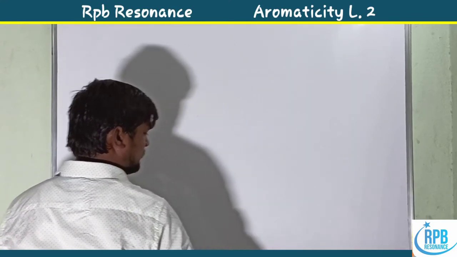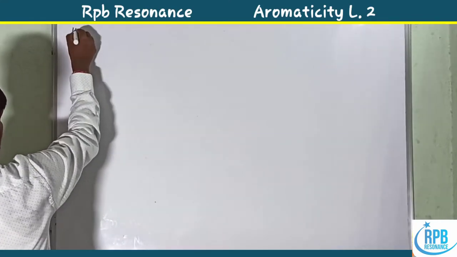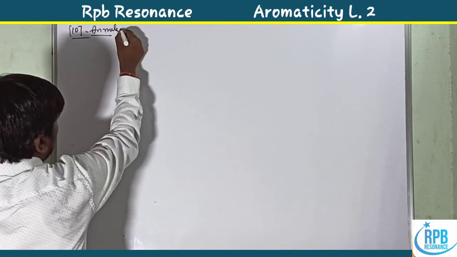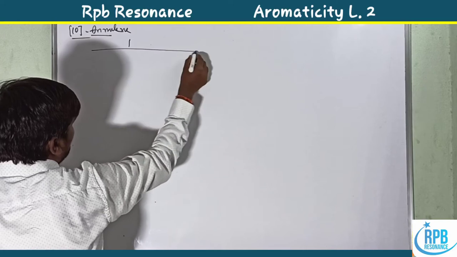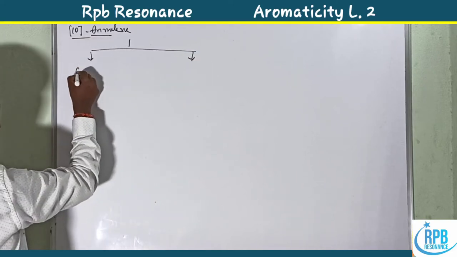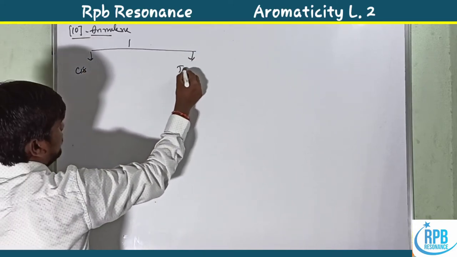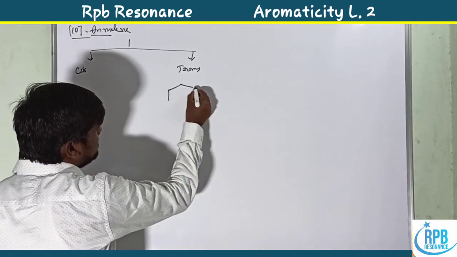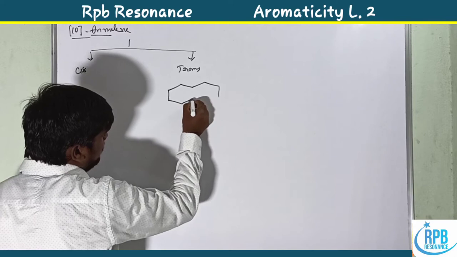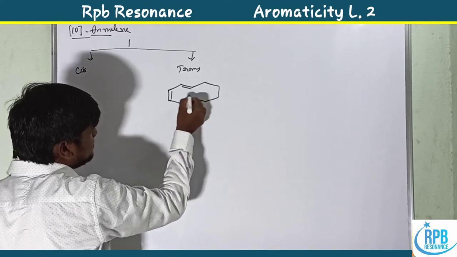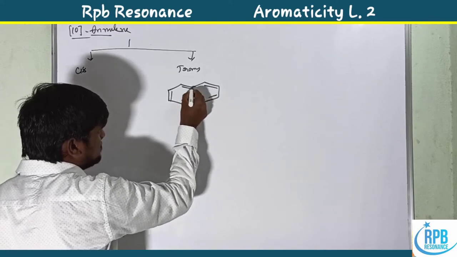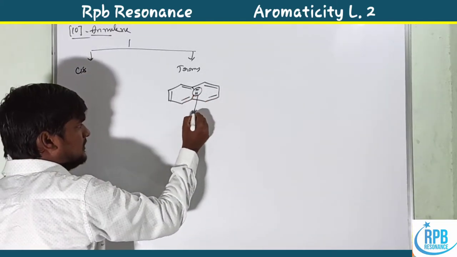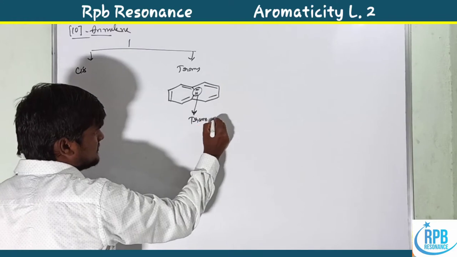Okay, now let's move on to 10-annulene. 10-annulene has two types of isomers, the cis isomer and the trans isomer. The trans structure is a very simple structure. Here is the trans structure. Hydrogen, hydrogen: these two are the transannular protons.